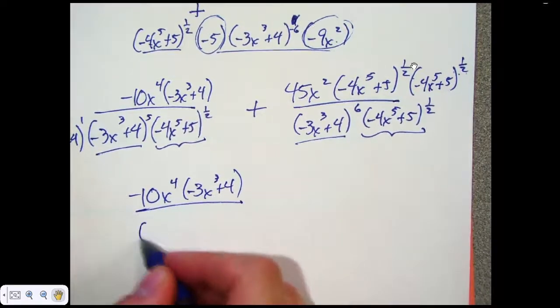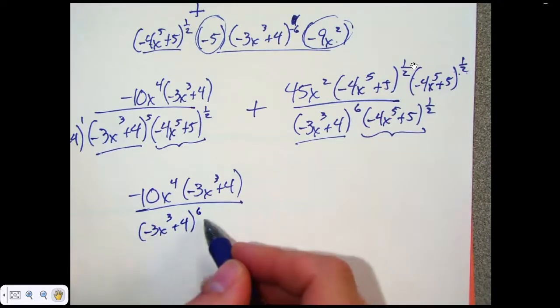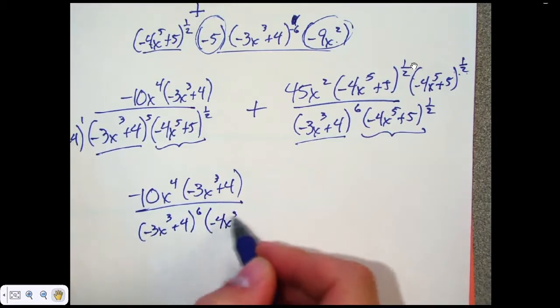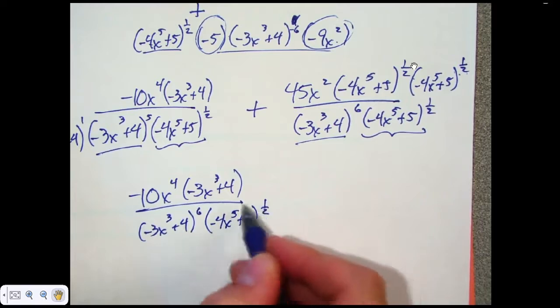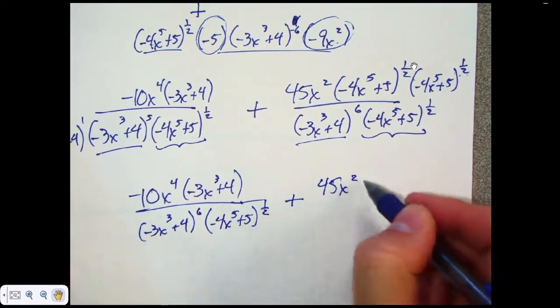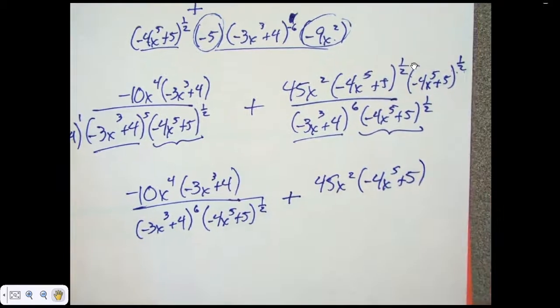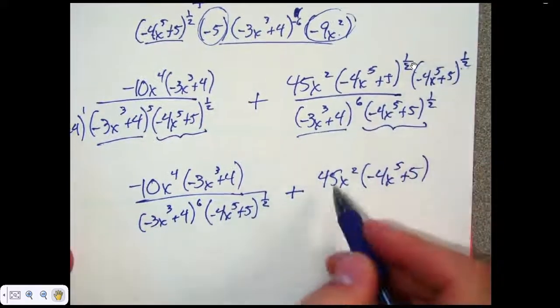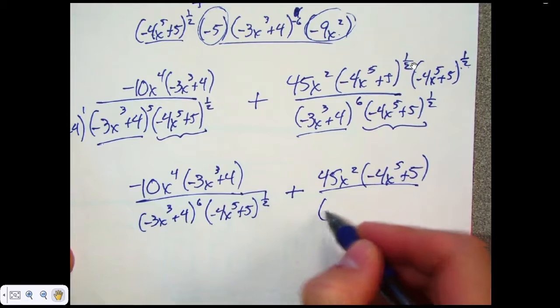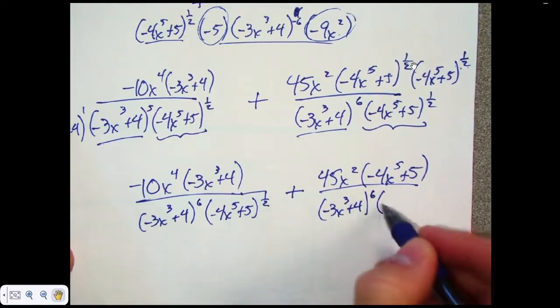Now I'll have negative 3x to the 3rd plus 4 to the 6th. And then this to the 1/2 was always there. Plus, and then over here, 45x squared. And now I've got negative 4x to the 5th plus 5 just to the 1st. Another 1/2 plus 1/2. And my denominator here is now the same as the other denominator.